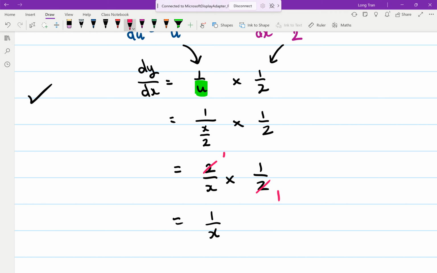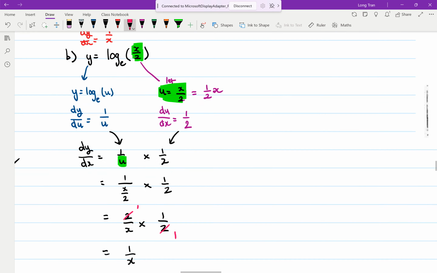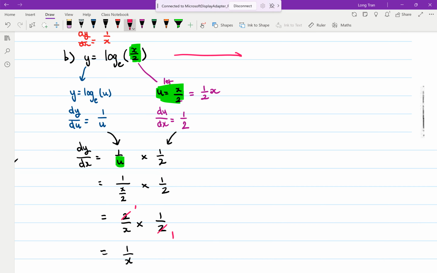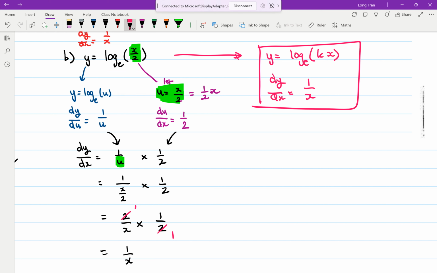There is a rule in your textbook that essentially summarizes that. They say y equals log e of kx, doesn't matter what the value of k is, then the derivative will be 1 on x. Again, the reason why I don't like teaching this to you is because it only works for a linear equation. If it's kx, okay, but if it's not a linear equation, it's not going to work, and students will stick to 1 on x because they memorize it.